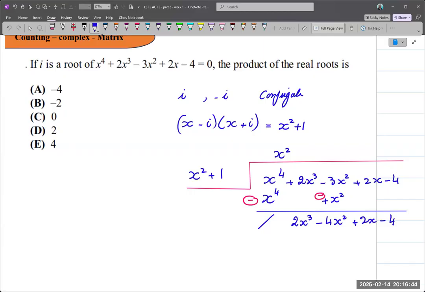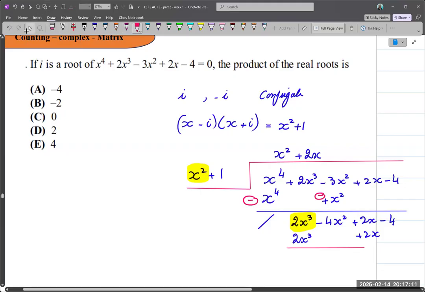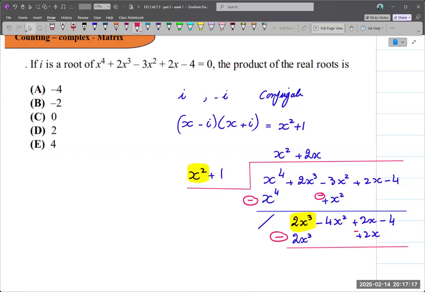Let's divide again. Every time we are dividing the first term by the first term. Then 2x cubed divided by x squared will be 2x. 2x times x squared is 2x cubed. 2x times 1 is 2x. Let's do the subtraction now. Change the signs: this will be negative and this will be negative. The first term is gone. 2x minus 2x is gone. Then we have finally minus 4x squared minus 4.